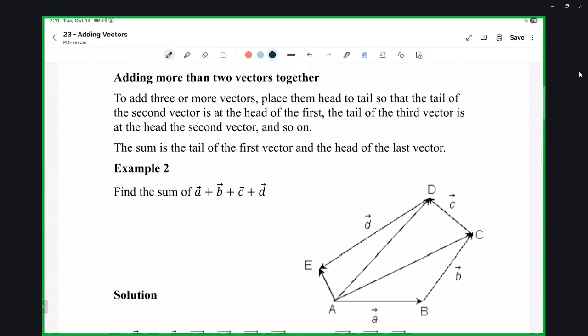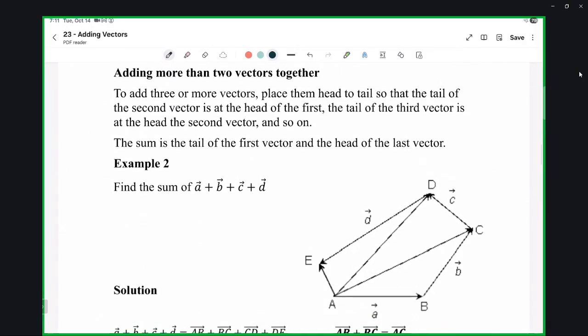And so here, when we want to add more than two vectors together, you can do this. To add three or more vectors, place them head to tail so that the tail of the second vector is at the head of the first, the tail of the third vector is at the head of the second, and so forth. And you just keep going. And so the sum is from the tail of the first vector to the head of the last vector.